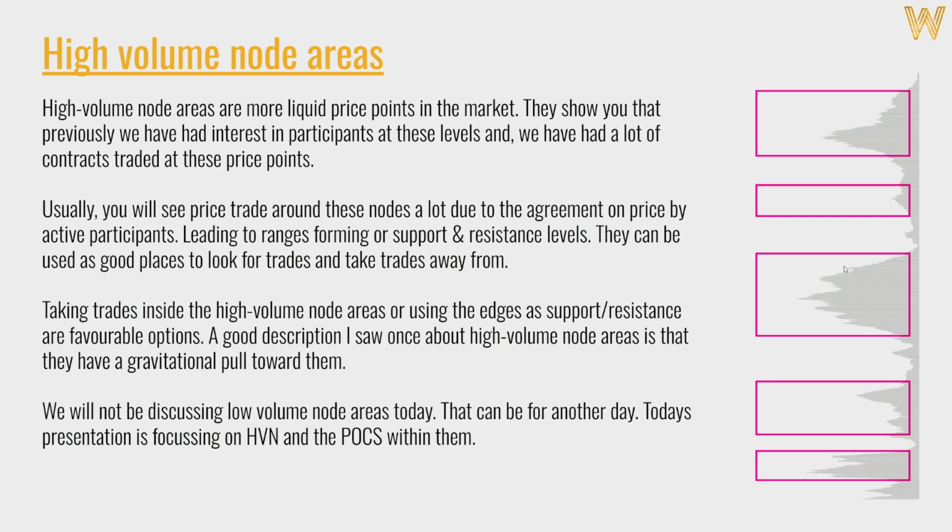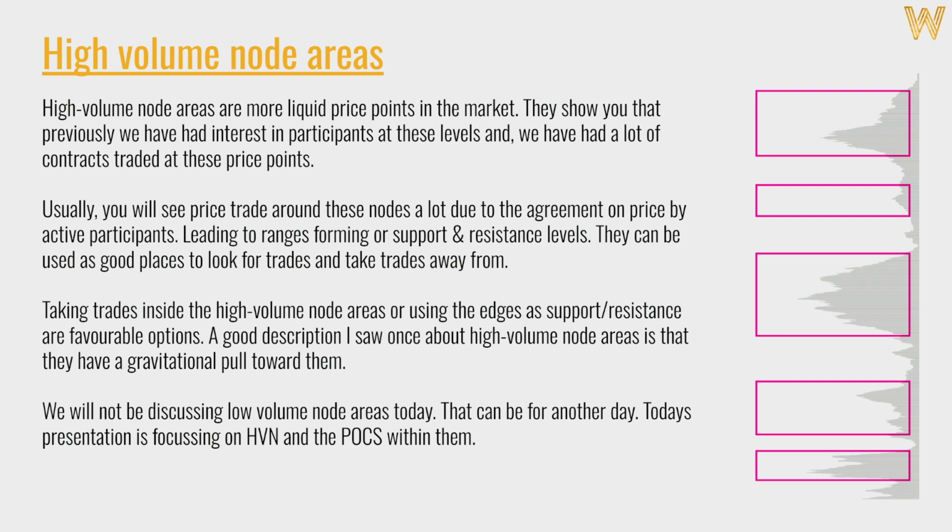So usually we'll see price trade around these nodes a lot due to the agreement on price by active participants, leading to ranges forming, support and resistance levels forming, and they can be good places to look for trades and take trades away from them. And we'll discuss this a little bit later in the episode. So taking trades inside high volume node areas or using the high volume node edges as support and resistance are favorable options. This is what I like to use them for.